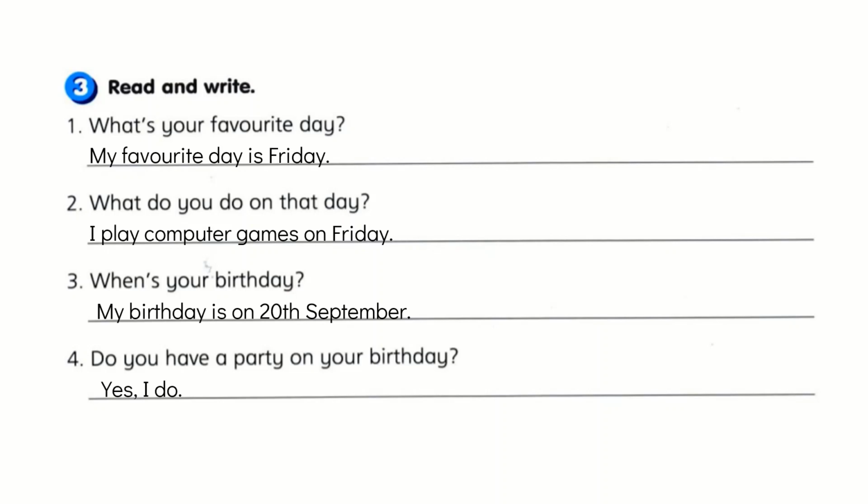What's your favorite day? My favorite day is Friday. What do you do on that day? I play computer games on Friday. Number 3. When's your birthday? My birthday is on 20th September.